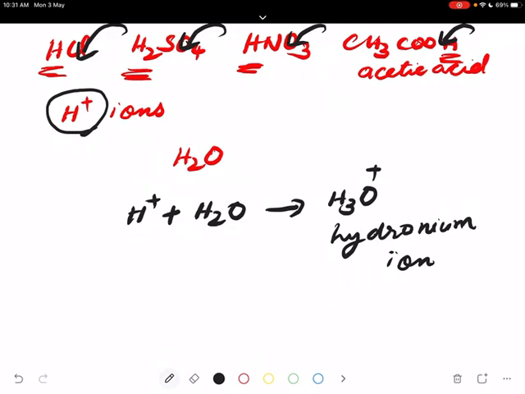We'll be seeing that with an experiment. These H plus ions, since we are adding water, will be getting attached to this water, will be reacting with this water to form hydronium ion, H3O plus. So this is another characteristic property of acid.